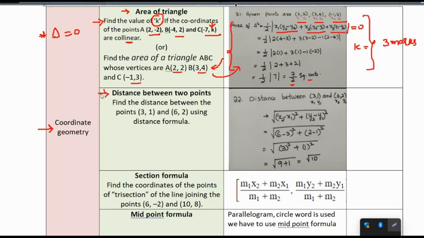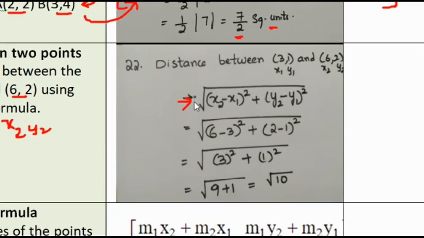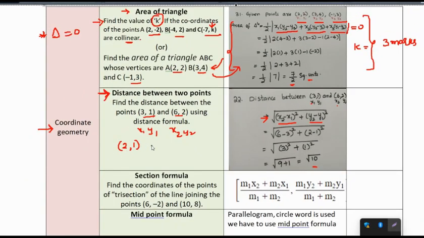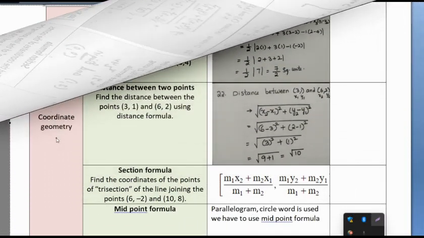Next concept in coordinate geometry is distance formula. They will give 2 points and we have to find the distance between the 2 points. First point you have to represent as x1 y1, second point x2 y2, and replace in the formula. We know the distance between 2 points formula, root over (x2 minus x1) whole square plus (y2 minus y1) whole square. Replacing these 2 points in the formula will give the distance between 2 points. Sometimes they may ask you to find the distance between any point and origin. If they mention the word origin, you have to take the point as (0, 0).